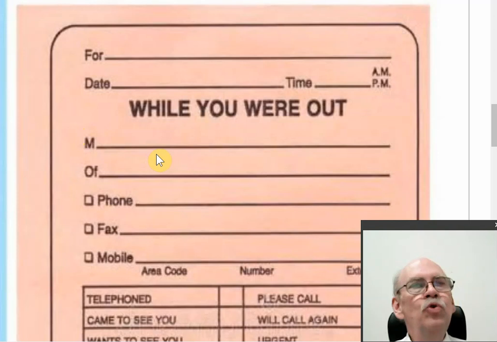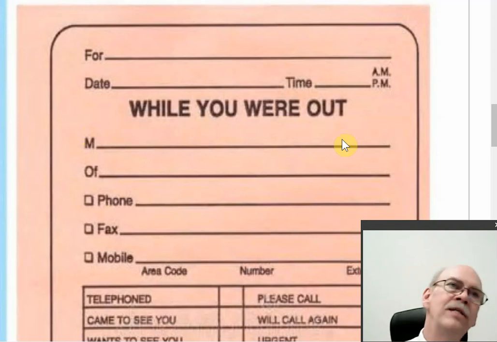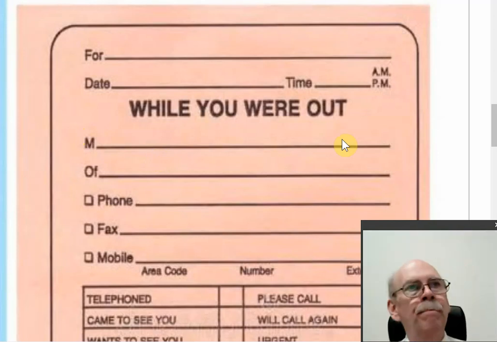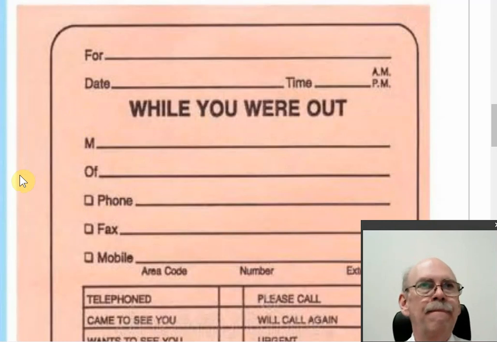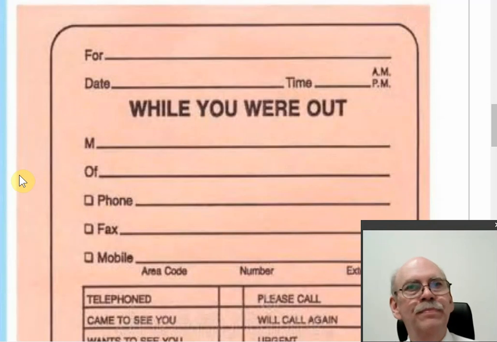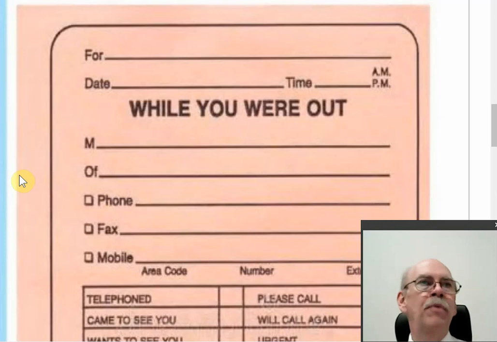While you are out, M. M is a way to say you should write Mr. or Ms. and the person's name. So, Mr. Robert Dickey. Or maybe it's Professor Robert Dickey. It doesn't matter. But the M is just a hint that you want to write Mr. or Ms. or something like that, perhaps. Then it says of. Of means what company? So, Robert Dickey of Gaemyeong University. In our night class, we have somebody from KEPCO. So we might say, you know, John Doe of KEPCO.